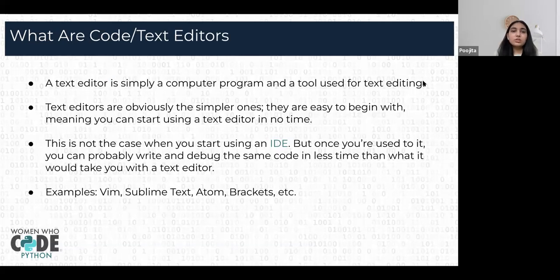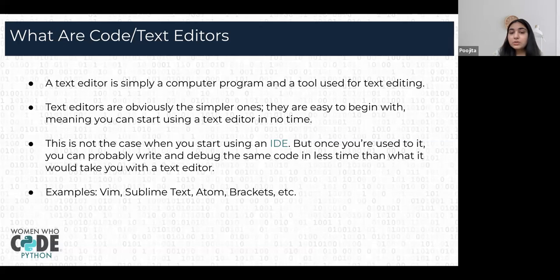Okay. So I hope that you have a basic knowledge about what IDEs are. Now let's jump to code or text editors. A text editor is simply a computer program and a tool used for text editing, or for code editing. Code editors are obviously the simpler ones. They are easy to begin with, meaning you can start using a text or code editor in no time. If you're a beginner and just started to learn any language, let's say Python, then these text editors or code editors are the simplest ones to use.